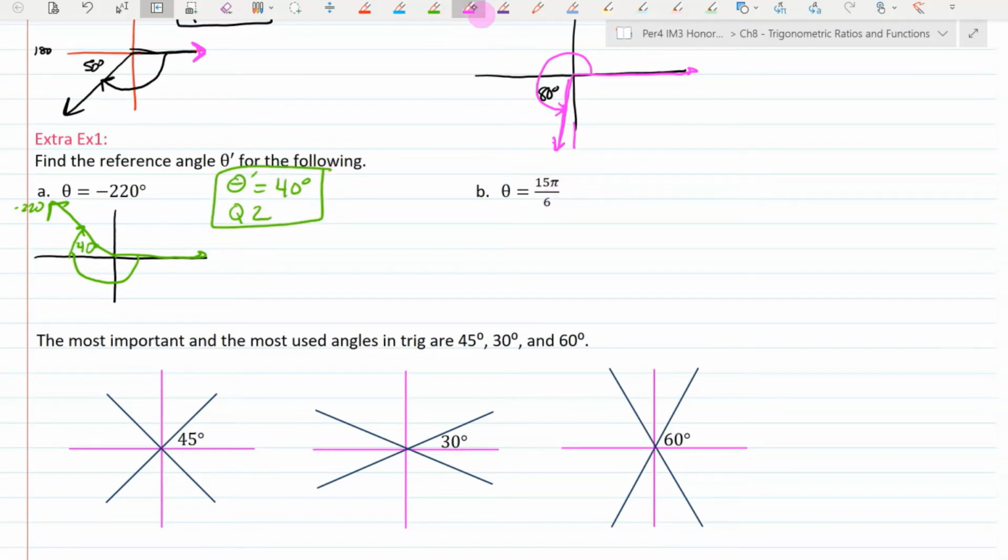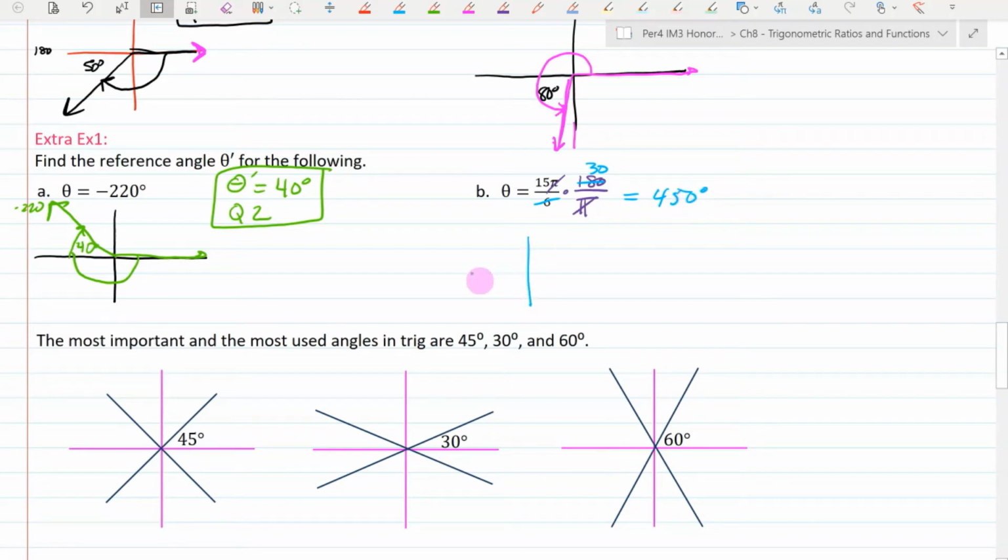15 pi over 6. In this case, I would multiply by 180 over pi so we can make it into degrees. That cancels. 6 goes into 180 30 times. 30 times 15. What's 30 times 15? 300 and 150. So 450 degrees.